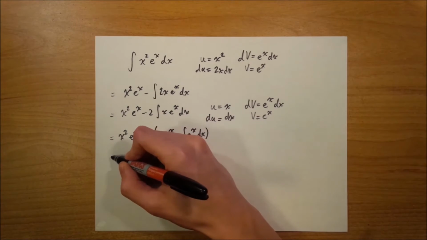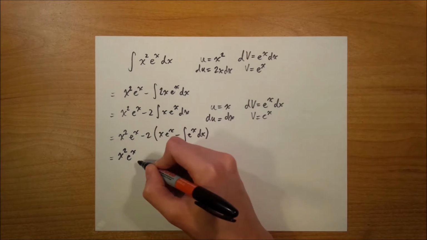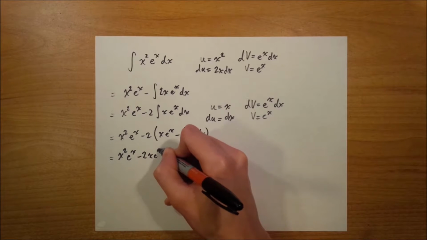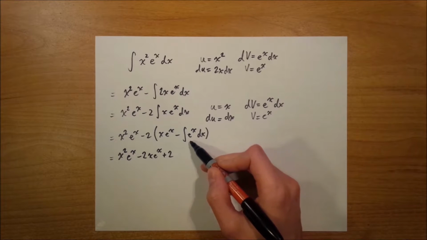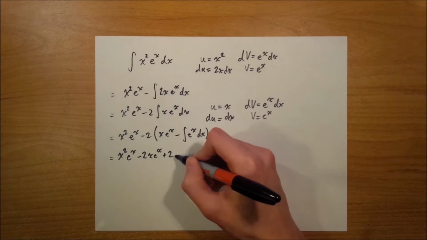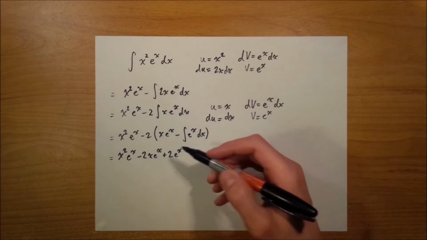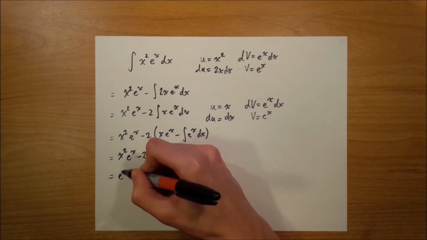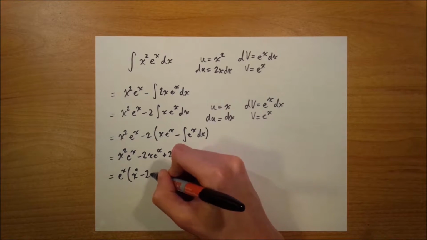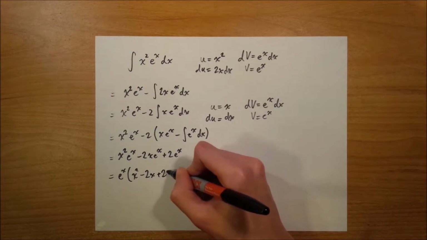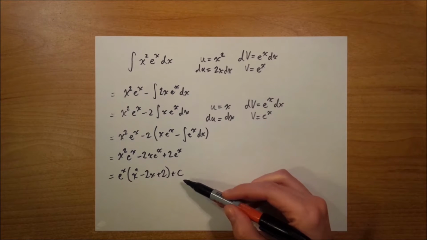And now we simply expand, so we have x squared e to the x minus 2x e to the x plus 2, and the integral of e to the x dx is simply e to the x. And we can factor out the e to the x's, so we have e to the x times x squared minus 2x plus 2, and let's not forget the c. And this is our answer.